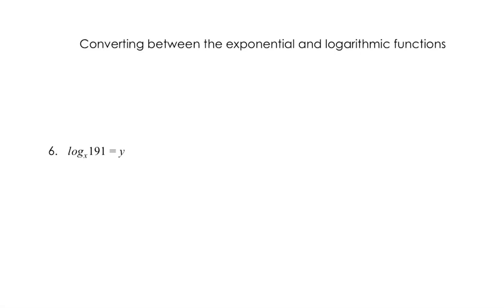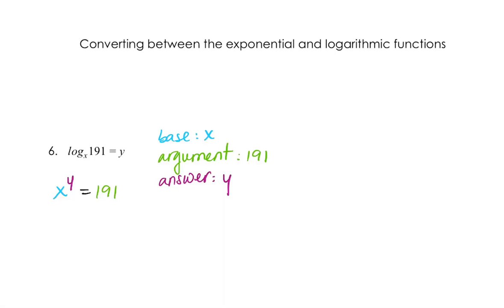Now moving on to question 6, it reads, log base x of 191 equals y. Let's find the parts of this logarithm function. Now let's rewrite it as an exponential function. We have that the base x elevated to our answer y equals our argument, which is 191. And that will be the final answer to this question.